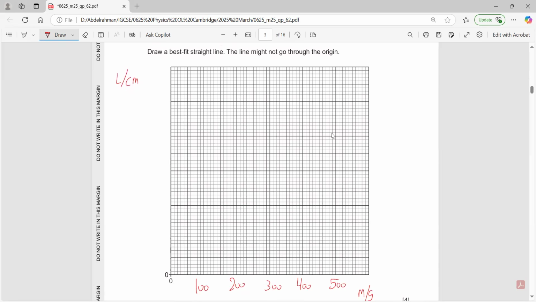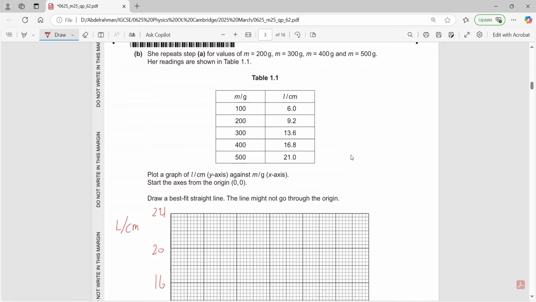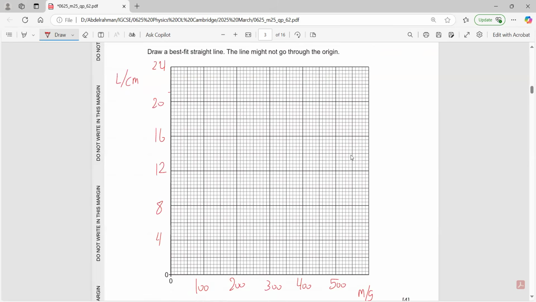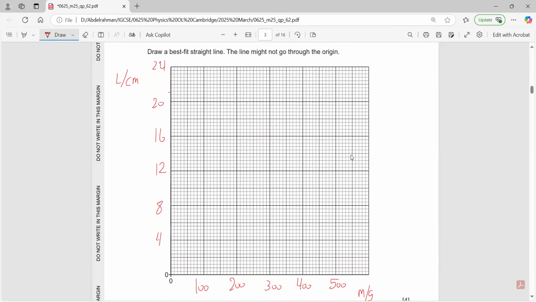If you use 5, 10, 15, 20, 25, it's okay. But for this, we can use a better scale, which would be fours. We could go up by fours: 4, 8, 12, 16, 20, and 24. Why? Because the largest number would be 21, which is somewhere around here. So we took up most of the graph on the y-axis and most of the graph on the x-axis. I guess this would be a very good plot.